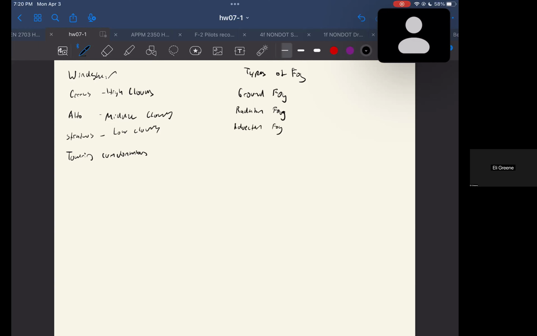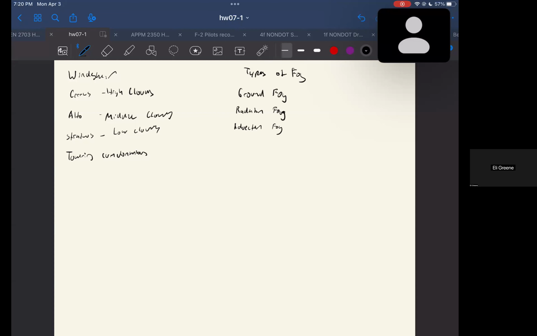Technically, radiation fog can be ground fog. Ground fog is just fog that's within 20 feet of the ground. There is no talk about how it's created, so they could interchange with each other.